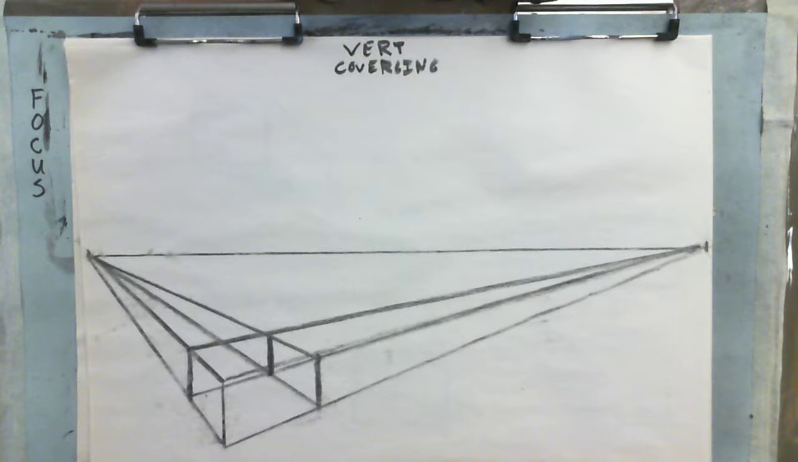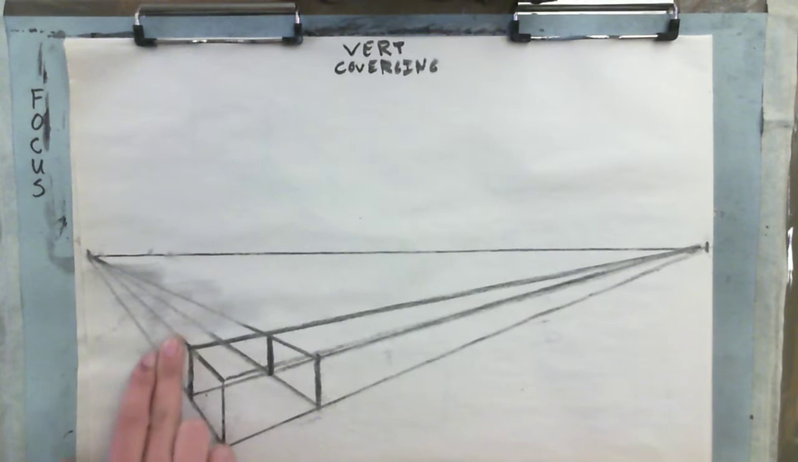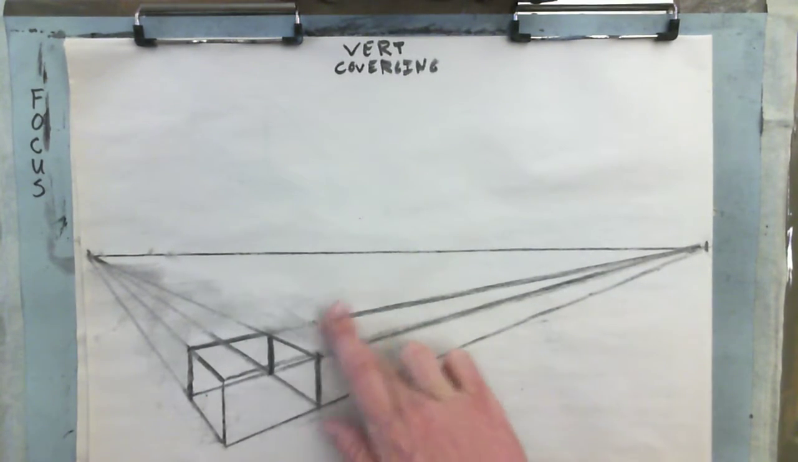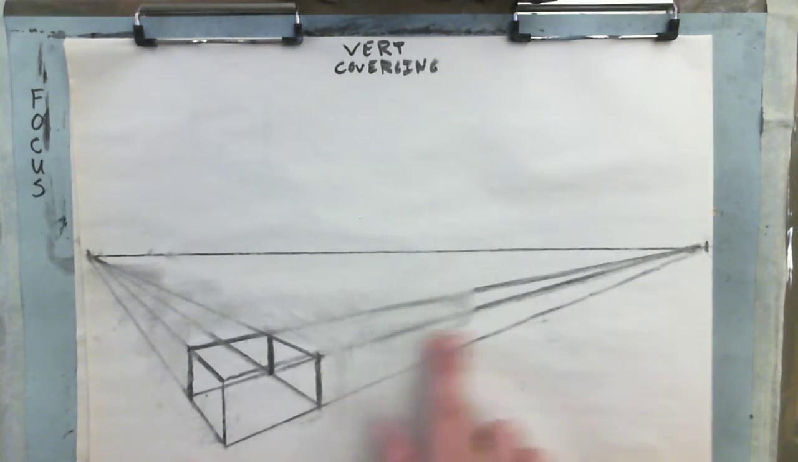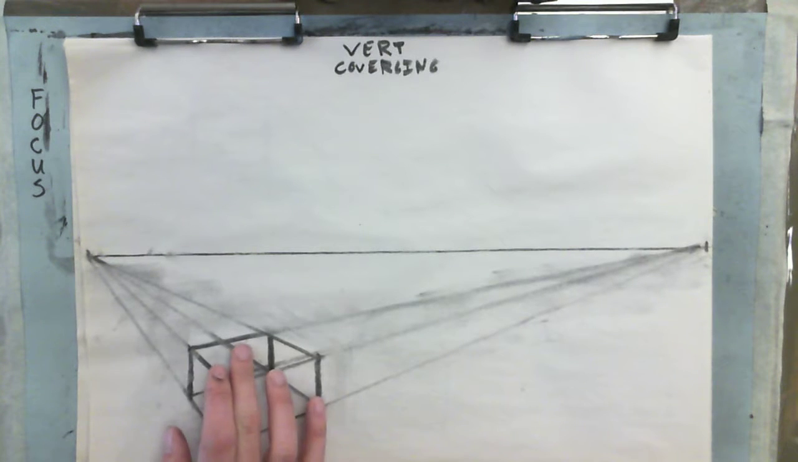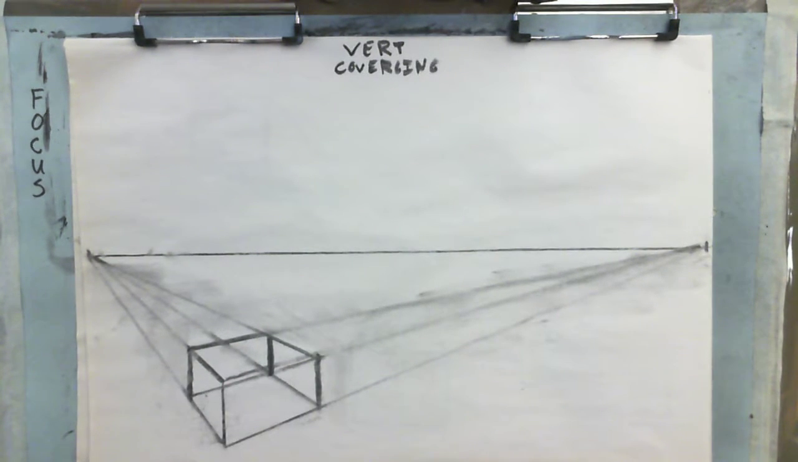So here's our transparent box. So let's talk about which lines we need and which ones we don't. We don't need these lines here, so I'll get rid of those. Don't need these lines here, so I'll get rid of those. That's real hard to erase. Okay, so we've got a transparent box.